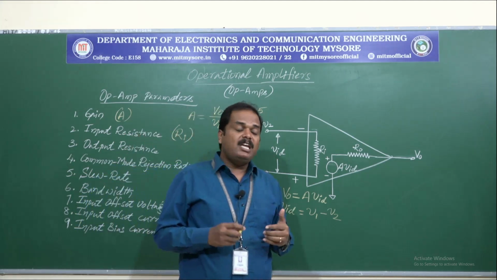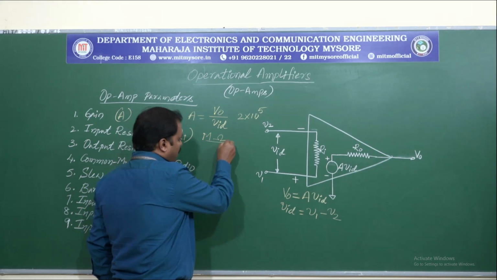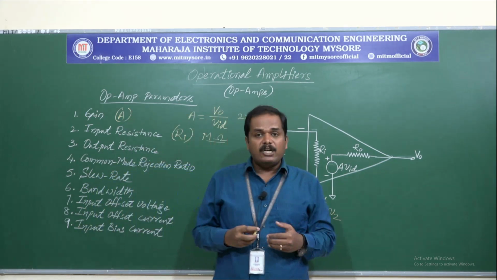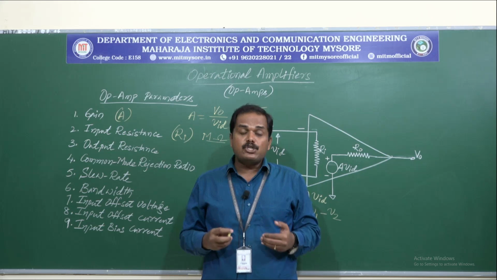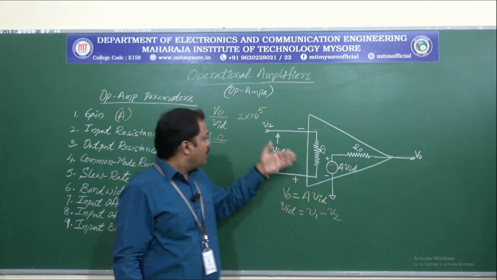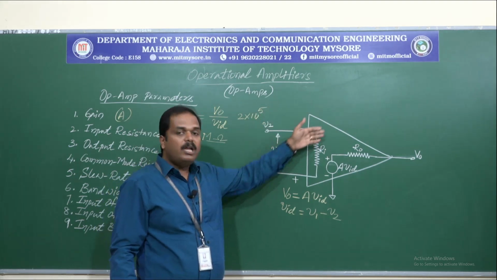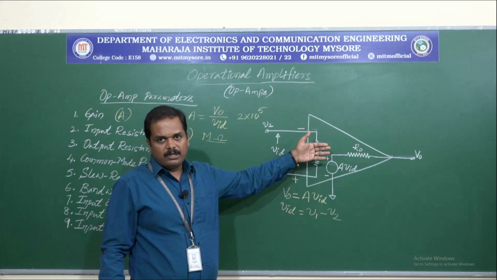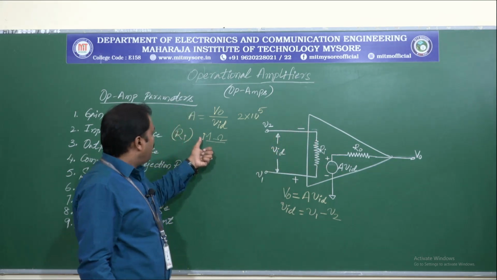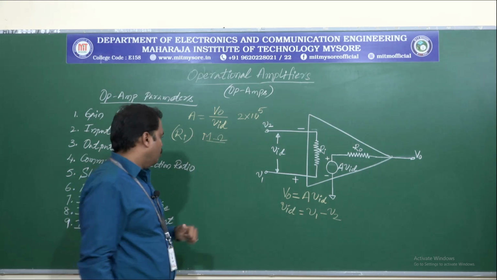Typically Ri will be in mega ohms. The reason why it should be in mega ohms is to ensure that the input current that comes in through the terminals to the op-amp will not be allowed inside the circuit. To make sure of this, we make the input resistance in mega ohms.